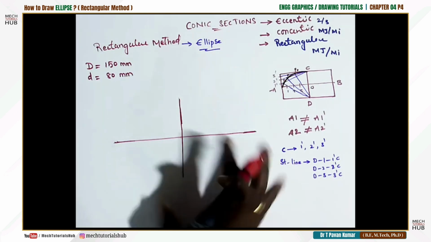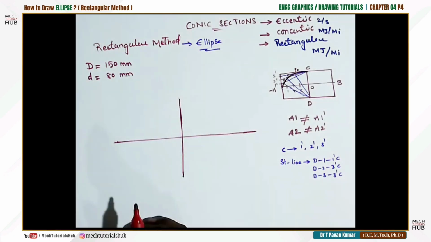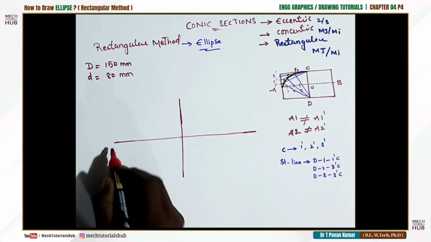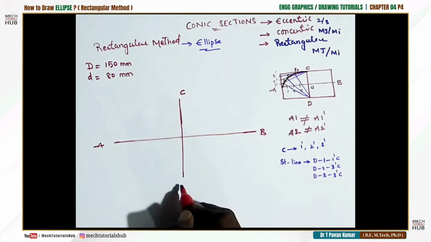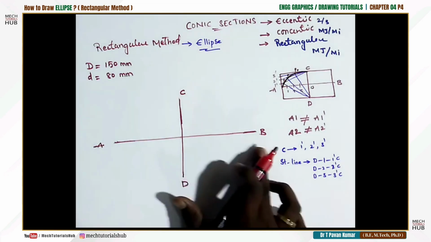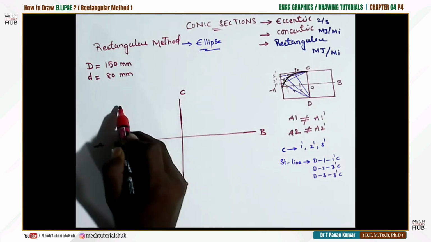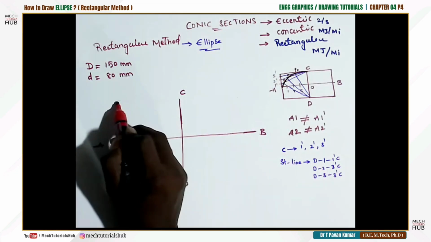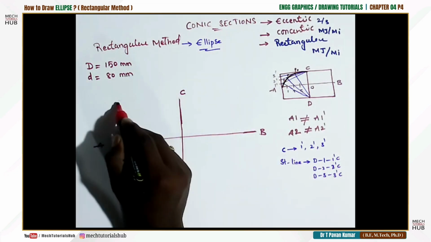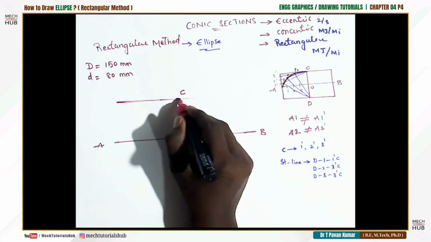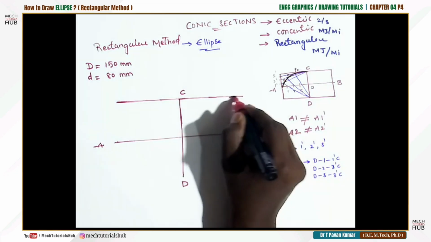This is the complete 150; 80 means 40 on either side of the horizontal, and 75 on either side of the vertical. Let us name these points A, B, C and D. Now draw a line parallel to AB at C and D, passing through that particular point. I'm not using any scale, so I'm estimating myself. It should pass through C and be parallel to AB, something like this.